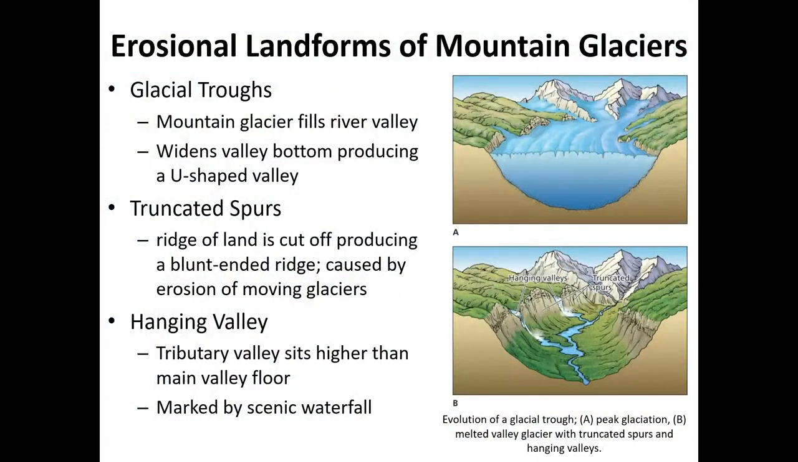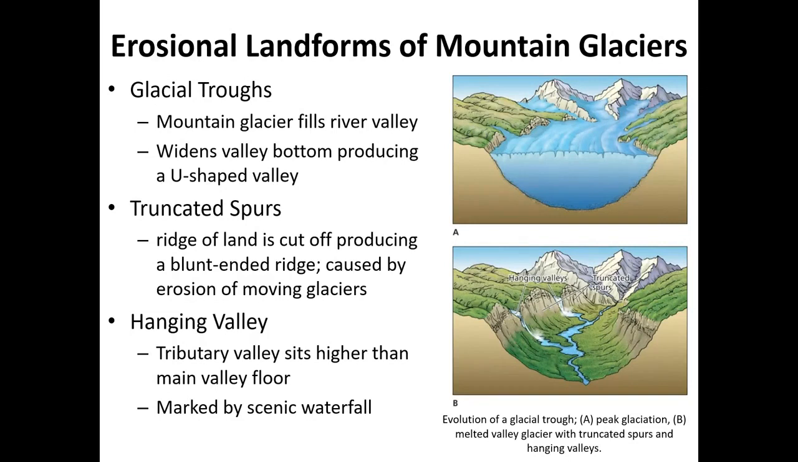So erosional landforms of mountain glaciers. Again, erosion is when you have something getting broken down and knocked away, and deposition is when you have material that's being deposited. There are glacial troughs. Those are kind of large, low open areas that are formed by glaciers, as you see in A there. And then there also can be smaller glaciers that feed into larger glaciers called truncated spurs. And then you can have, they're sometimes called tributary glaciers.